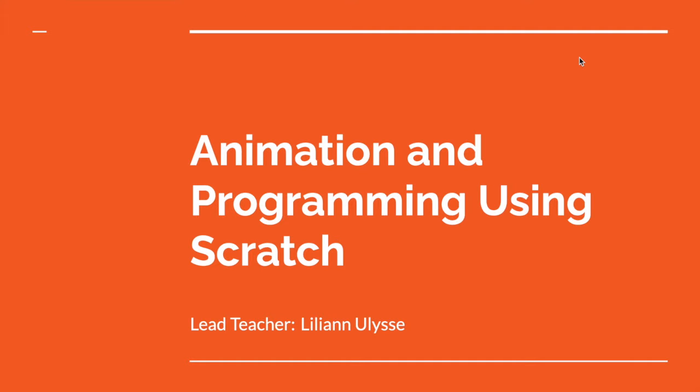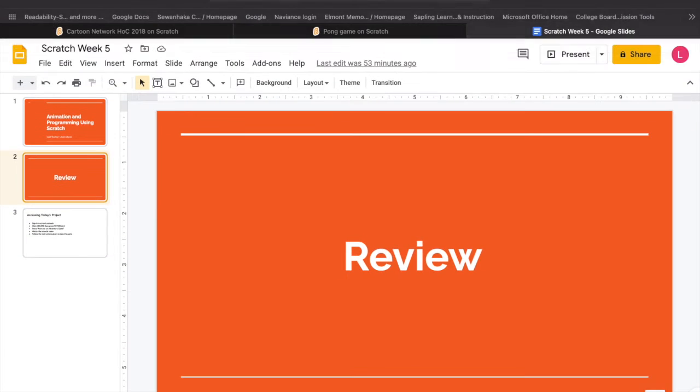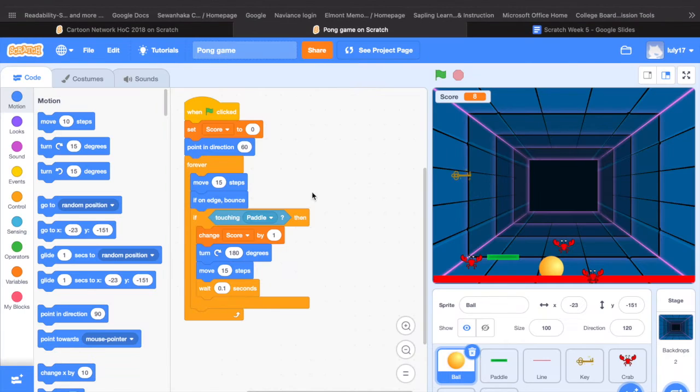Week 5, the last week of animation and programming using Scratch. As a review from last week, we made a pong game. Whenever you click the green flag, the score resets to 0 and the ball starts moving around, and you have the edge right here. If the ball touches the paddle, then the score goes up by 1.